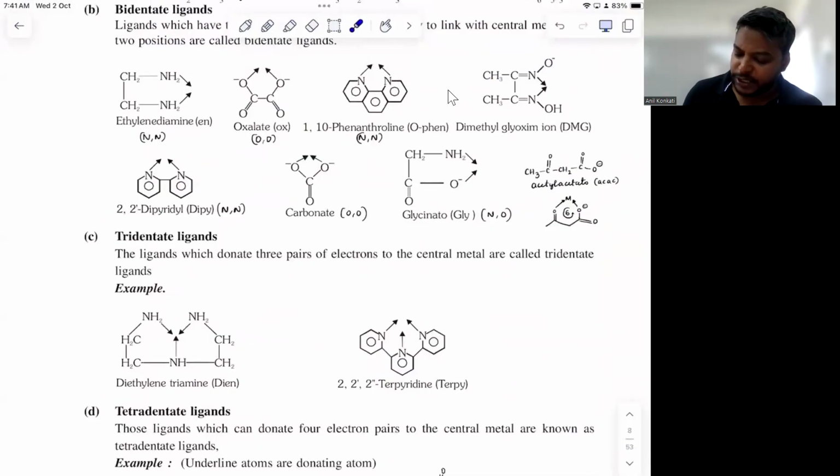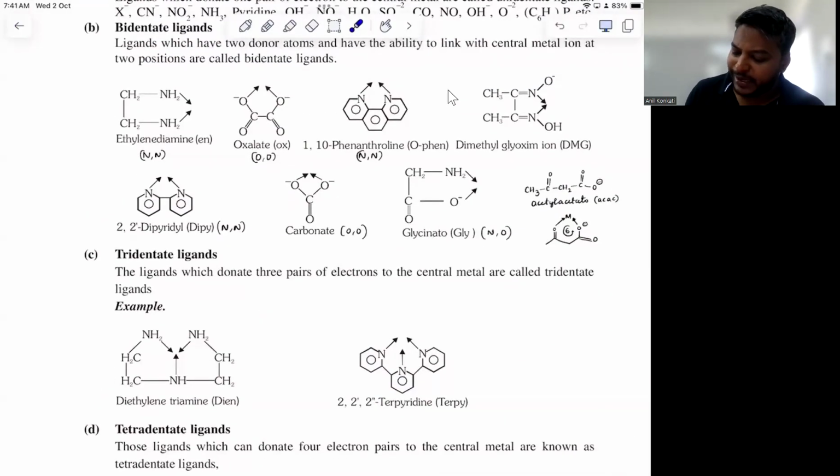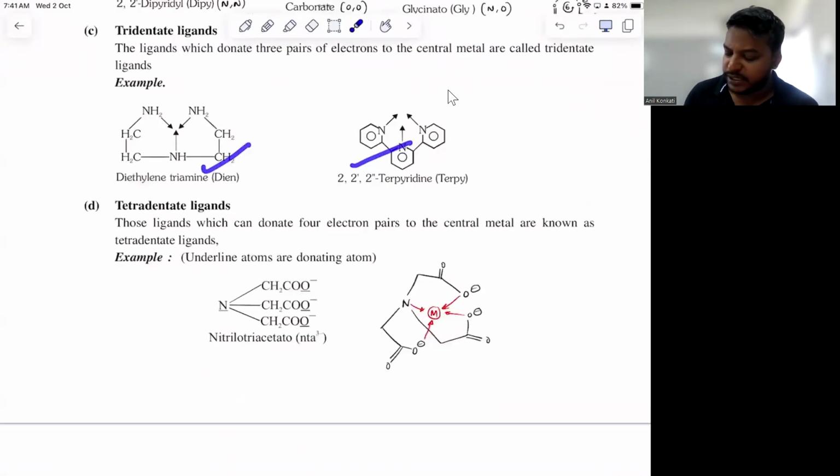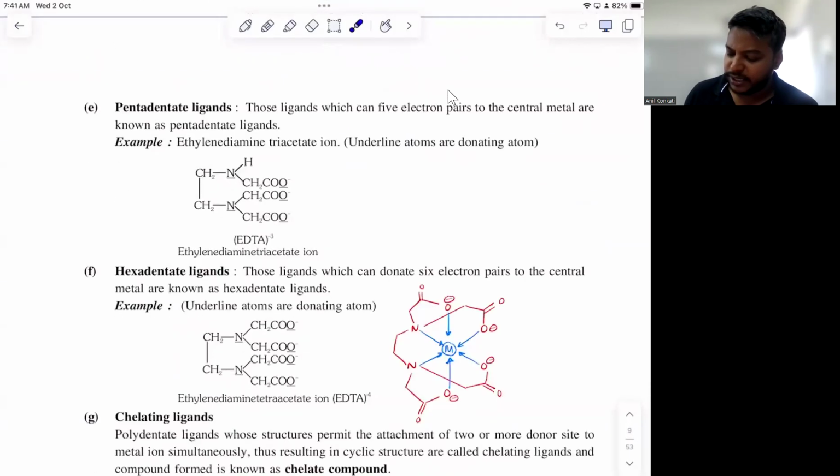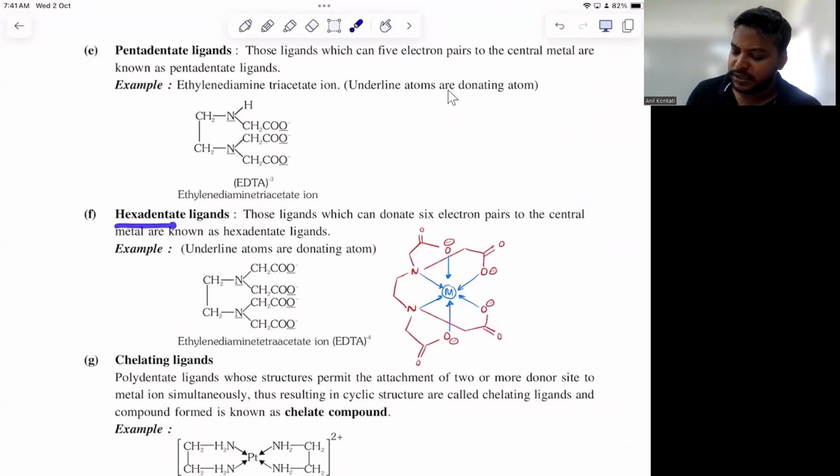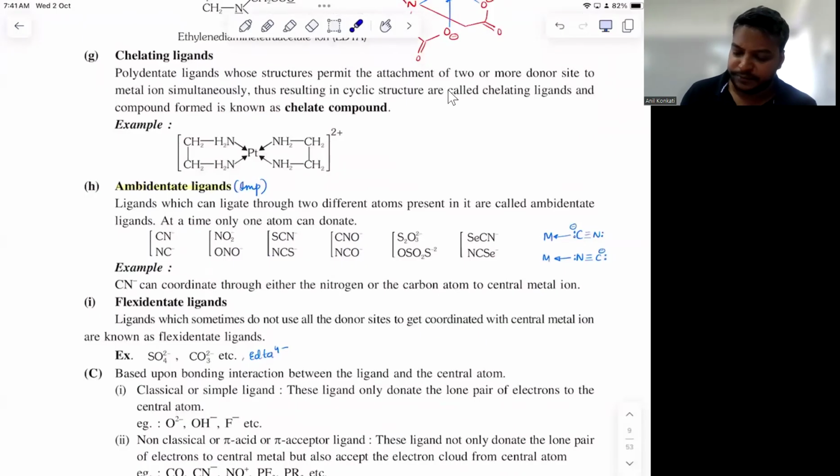And these are the ones which I told you. The ones which I didn't write are these. One is phenanthroline, the other one is dipyridyl, which is an N connection. Rest all we have seen. This we just discussed, NTA. Pentadentate if needed, but usually not asked. Check out hexadentate.